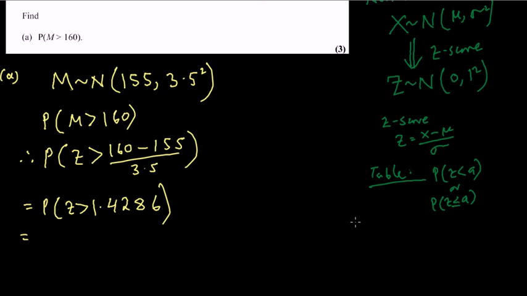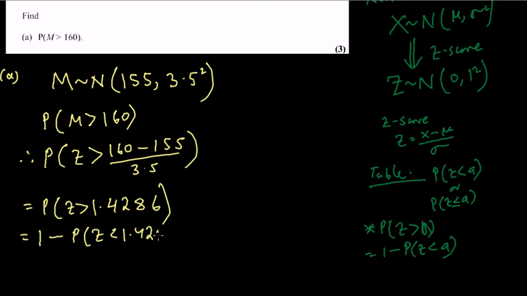So what we need to know is, if it is probability of z is greater than a, then we have to make it less than by this rule, 1 minus probability of z is less than a. So this is what it needs to be. So let's write this out. 1 minus probability of z is less than 1.4286. Now let's look up the table and find this out.